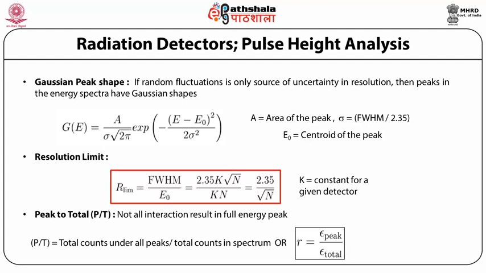So not all interactions result in full energy peaks. So peak to total is defined. Peak to total is equal to total counts under all peaks divided by total counts in the spectrum, or R is equal to epsilon peak upon epsilon total.